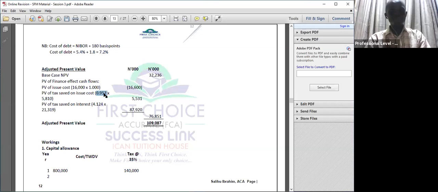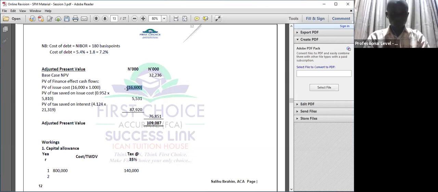I will compute discount factor of year one using the risk-free rate, and that is what gave me 0.952. So multiply 0.952 by 5,810. It's giving me 5,531. And it's going to be positive because it's a savings. Whatever you are saving is an inflow. Whatever you are incurring is an outflow. Because I am saving, it is going to be treated as an inflow. But the other one is the cost, I'm incurring the cost, so it's going to be an outflow.